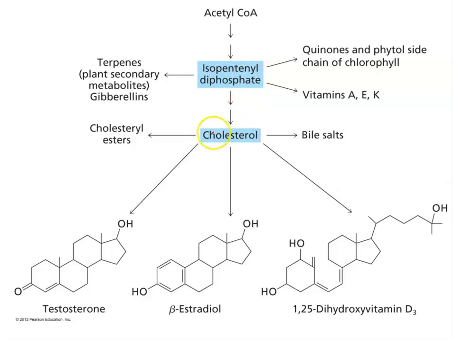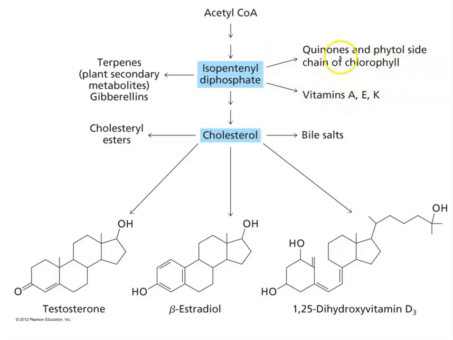And then from that precursor, we create cholesterol. From cholesterol, we can make bile salts, cholesterol esters, testosterone, estradiol, so sex hormones, vitamin D3, lots of different things that we can generate from this. Remember the A, D, E, and K vitamins, we can't make those, they're essential. Other plants and animals can, right?